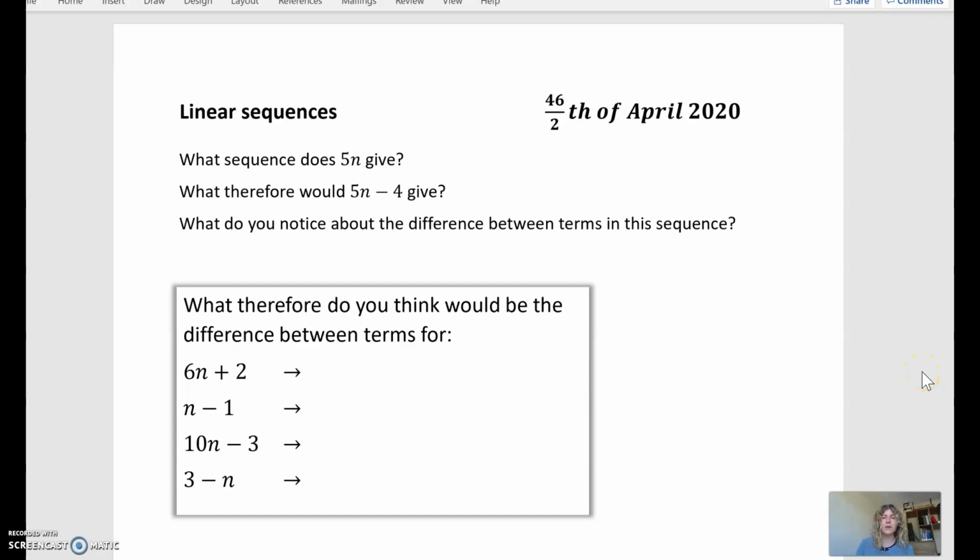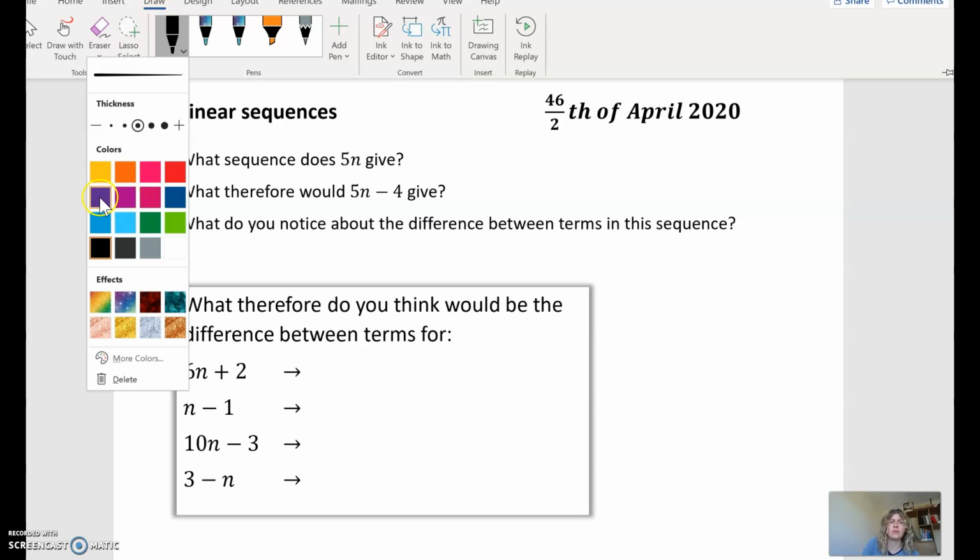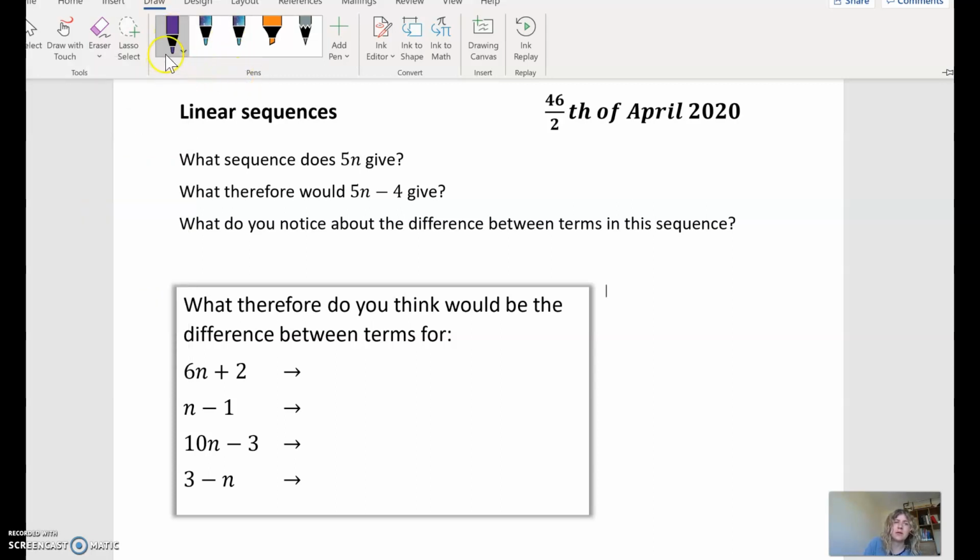Alright, hi guys. So today we're going to look at forming what we would call a linear sequence. Now a linear sequence is a special kind of sequence that has what we call a linear pattern. And the reason why we call it a linear pattern as opposed to a different kind of pattern is because linear, as you probably know, means something that's straight. It means like a line.